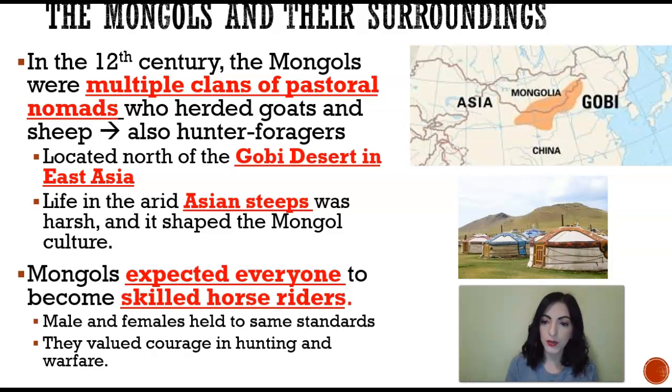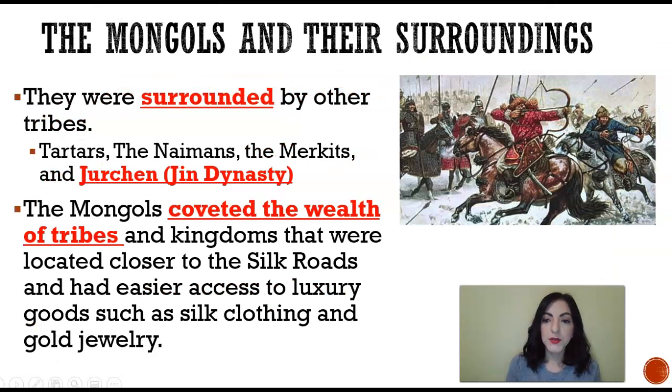The Mongols are unique in that they expected everyone to become skilled horse riders. The horse was very influential or key to the evolution and the creation of their societies, and so therefore they expected males and females to be able to be skilled riders, not just the men. They were also held to the same standards. Everyone kind of had to participate in the hunting and gathering parts, and they really valued courage in hunting and in warfare. So they were also surrounded by other tribes that they didn't always get along with.